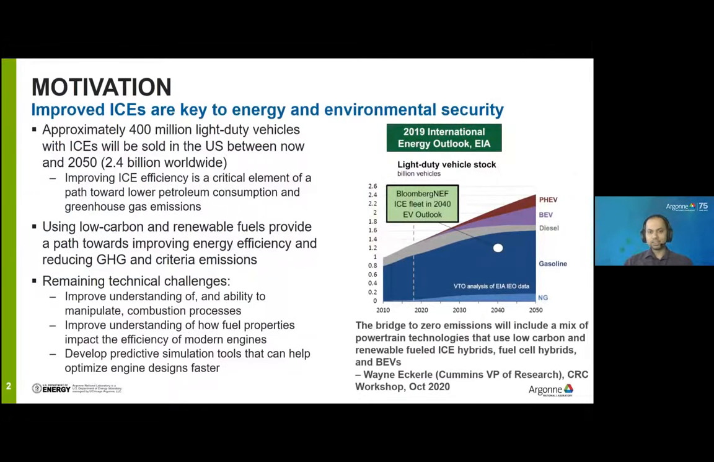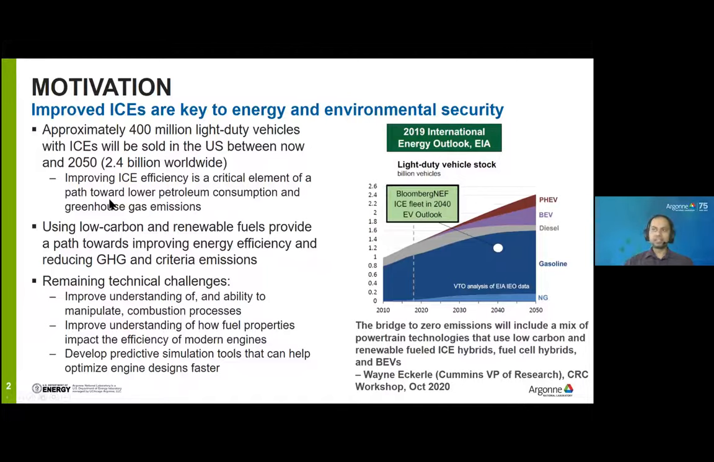Just a quick motivation. I don't think this is really required for this audience, but the image on the right shows the energy outlook from the 2019 IEA outlook. It seems that, even as we move towards electrification, gasoline and diesel-based engines will still play a bigger role. Again, these timelines may adjust based on how the different governments change their strategies.